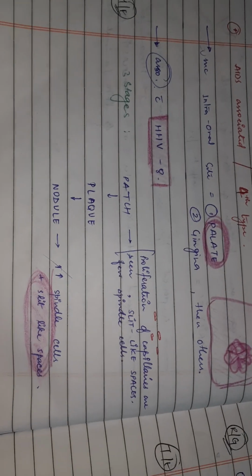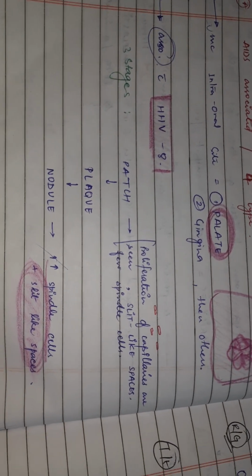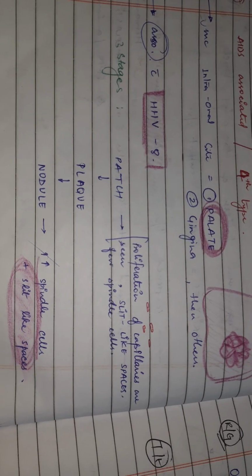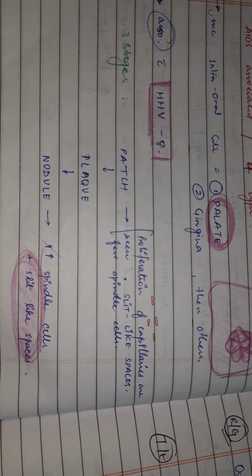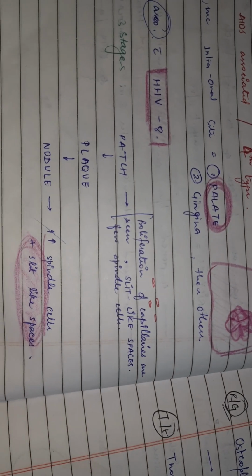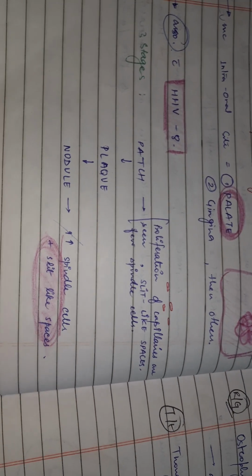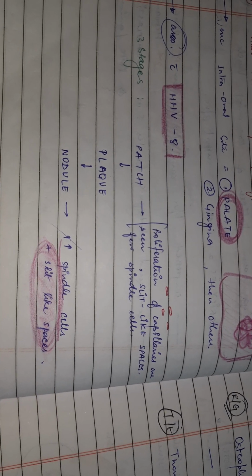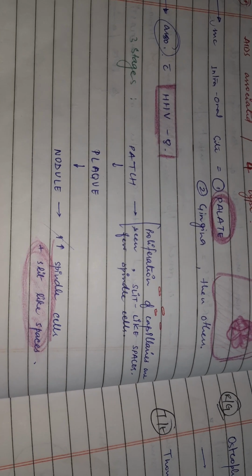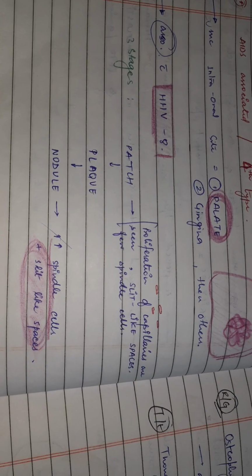Histologic features are divided into three stages: patch, plaque, and then nodule. A patch has increased proliferation of capillaries, slit-like spaces, and few spindle cells. Then plaque and nodule show increased spindle cells plus slit-like spaces.